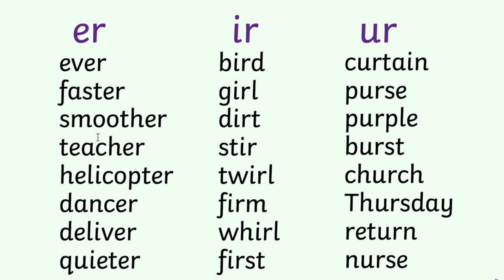Faster, smoother, teacher, helicopter. Normally, we don't say the sound really strongly. It's not wrong to say it. We could say smoother, teacher, helicopter. But normally when we're talking, we just say smoother, teacher, helicopter. It's just a shorter sound. So just be aware that when you read a word with an ER, sometimes it might be making more of an sound rather than an sound.